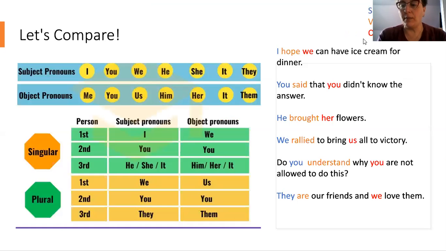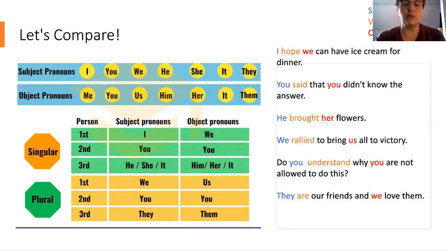Now let's compare the two, the subject pronouns and the object pronouns. If we're going to be using a subject pronoun in a sentence, we could use I, you, we, he, she, it, and they. But when we use these subject pronouns, we would have the correlating object pronoun that we could use in that same sentence.